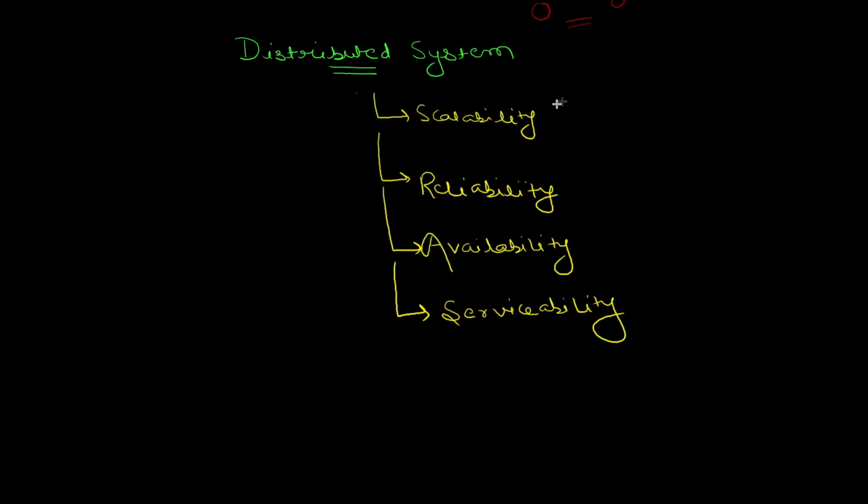So first is scalability. You can think of it as the ability of your system to grow and shrink based on the workload, right? Scalability can be of two types. One is called horizontal scaling or scale out. Another is scale up. This is vertical scaling.